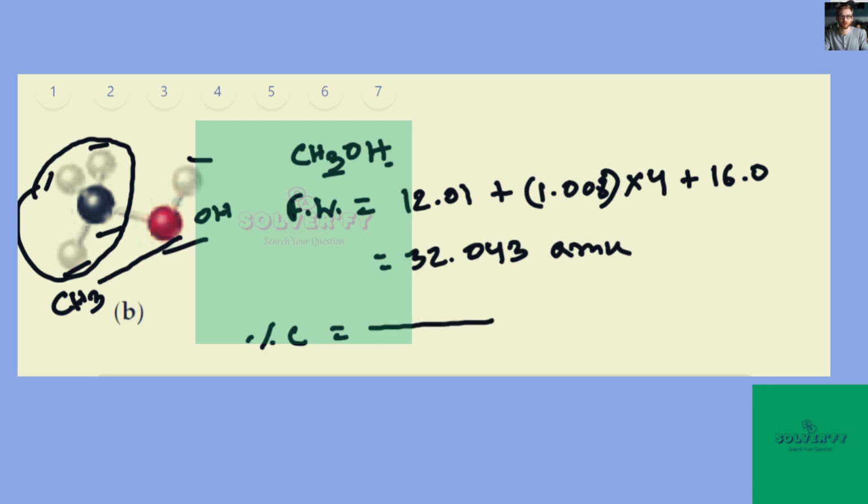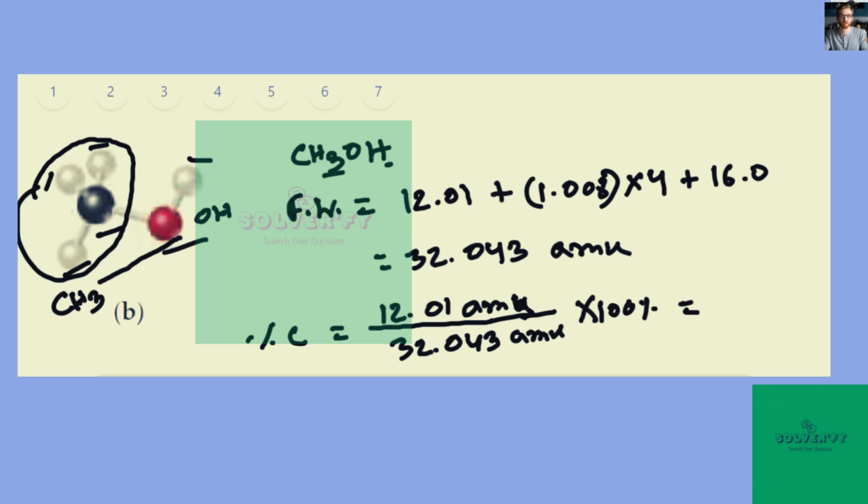So this is the formula weight of this, and then the percent of carbon here will be, we have only one carbon here, so again we just put the atomic weight of carbon over the formula weight, 32.043, times 100%. It will give us a value of 37.48%. So this is the percentage of carbon in CH3OH, which is the formula for methanol.